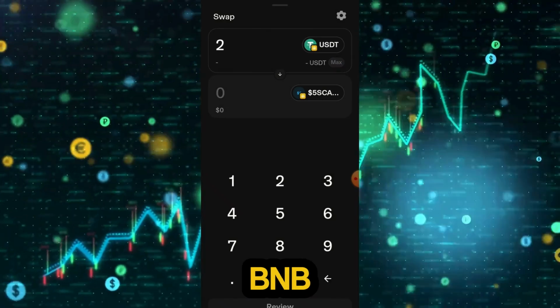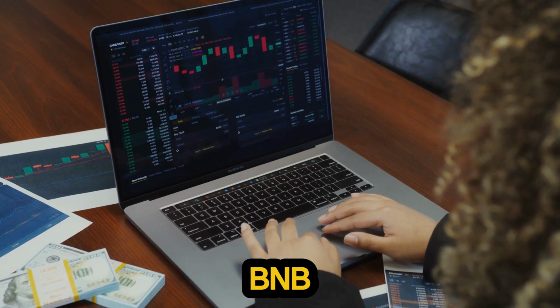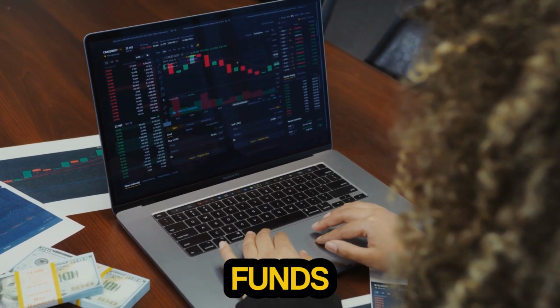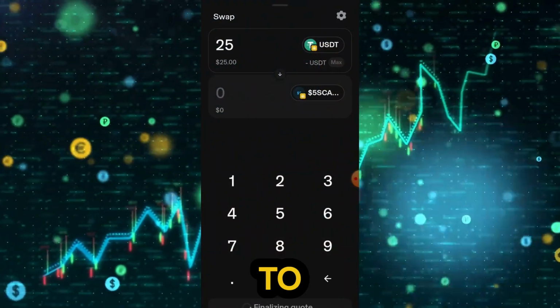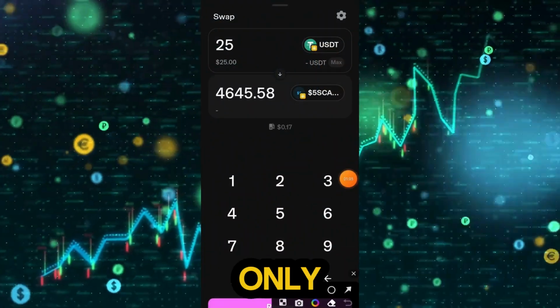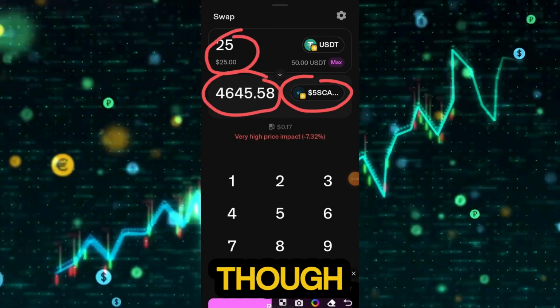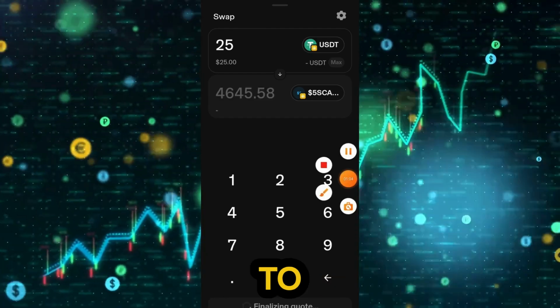interface from BNB to USDT. If you have BNB and you want to swap from BNB to the new token, you can leave yours that way. But for me, my funds are in USDT, so I'll delete that and then switch to USDT. Now, I'm only going to use $25 worth of USDT, even though I have $50 worth of USDT on this account, but I just want to use $25 worth to buy this token.